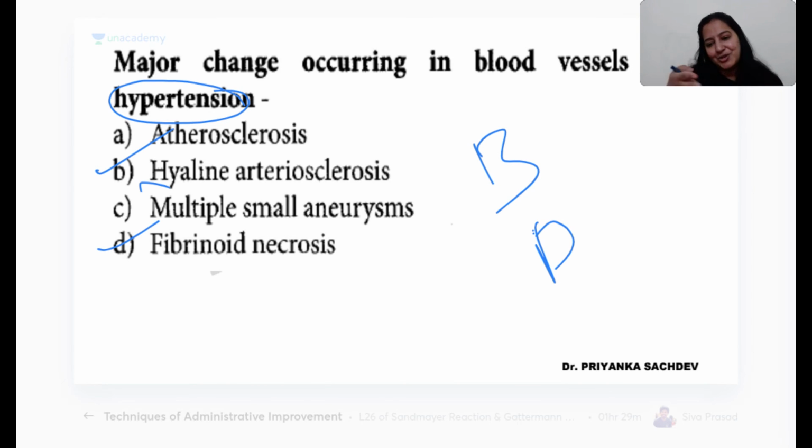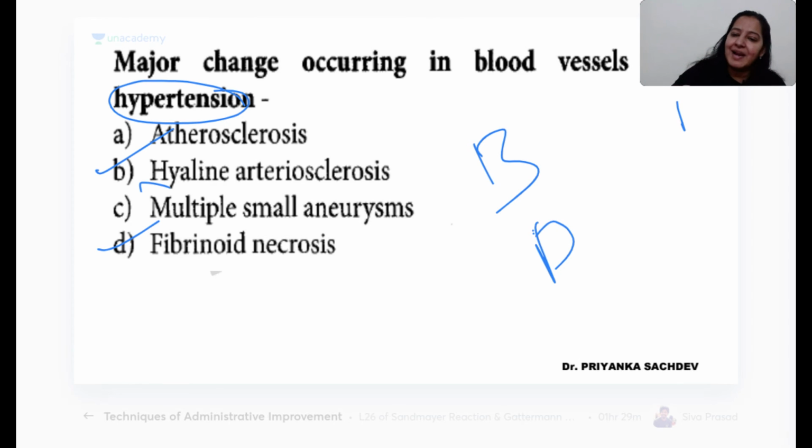Now let me ask specifically. I shouldn't launch this poll. Major change occurring in blood vessels in benign hypertension: if I say benign hypertension, what will be your answer? Write in chat box. Out of 4 options ABCD, what will be your answer? So Udit, Soham, you all are correct. Dipti, Jaydev, Deepak, you all are correct. Sanjana, so the correct answer will be B if I am asking benign hypertension.